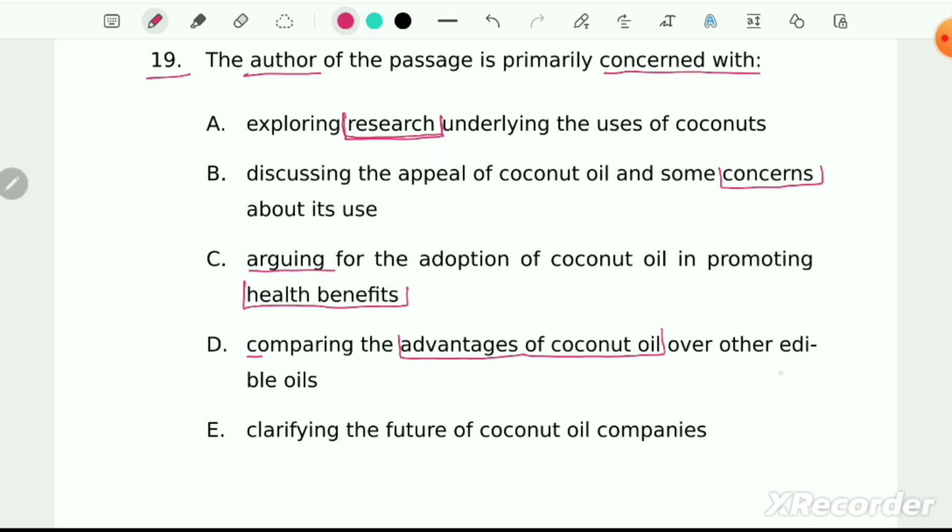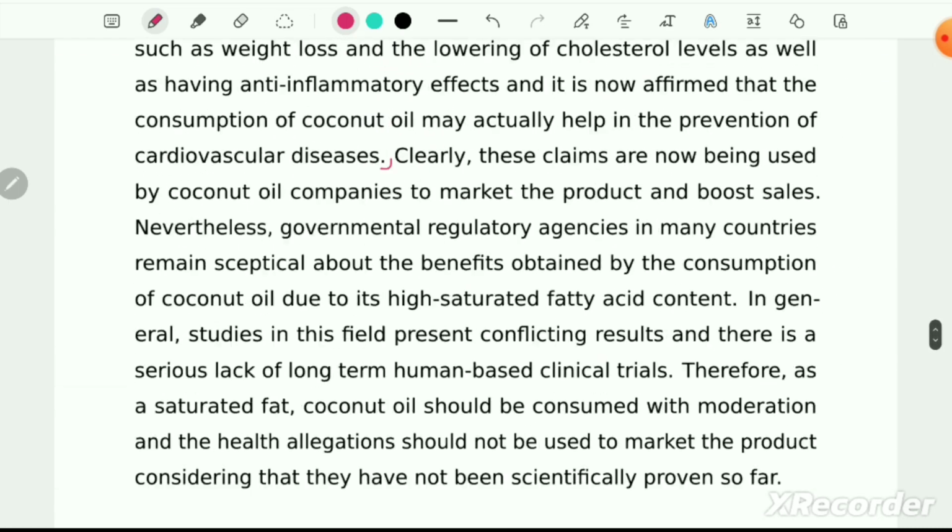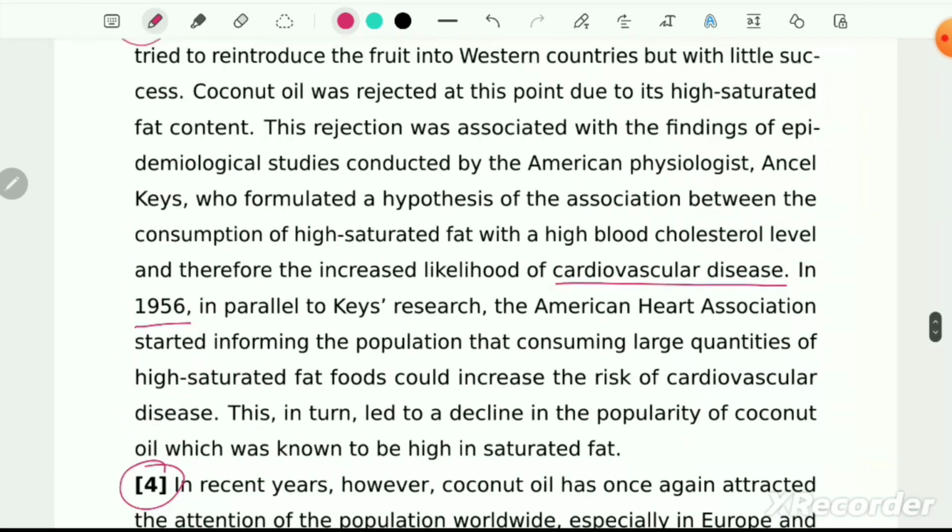Edibles means other cooking oils. So it could be soybeans, it could be olive oils or other types of oils. Clarifying the future of coconut oil companies. So coconut oil companies, this could be a keyword. Let's read the passage right now. We'll go through passage 1.